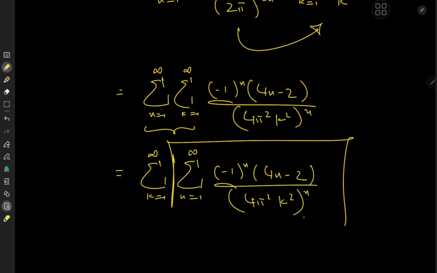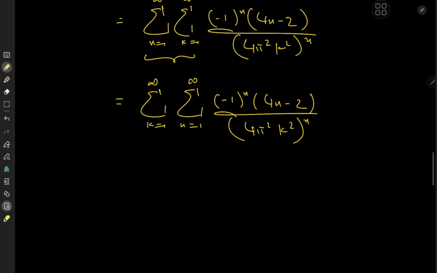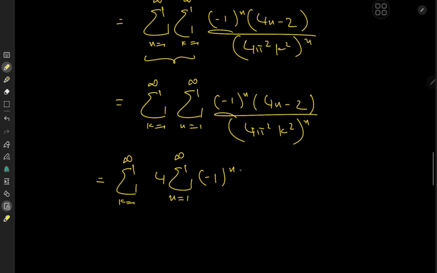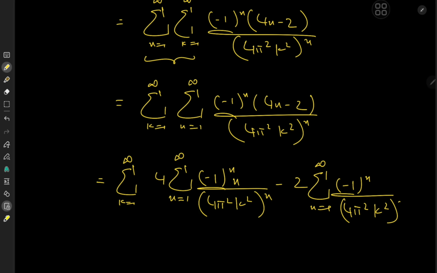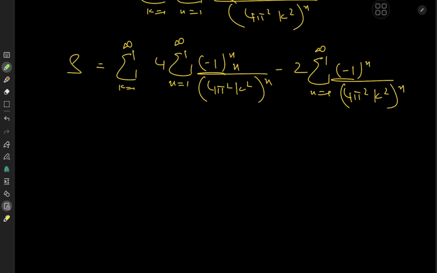And now with the sum being over n, it looks like we do have a couple of geometric series on our hands, which is quite nice. So we have the sum over k from 1 to infinity, and we have 4 times the sum over n from 1 to infinity of (-1)^n n over (4π²k²) to the n, terribly sorry about that. Then we have this -2 times the sum over n from 1 to infinity of (-1)^n over (4π²k²) again to the n. So we have a couple of series that need evaluating, and I'll start off with this one over here.